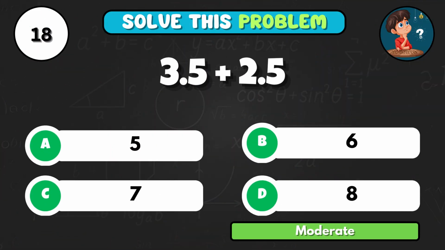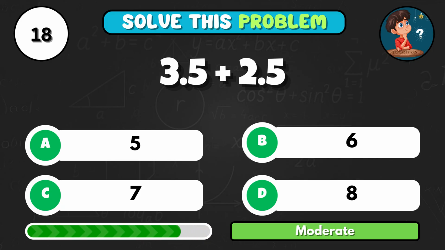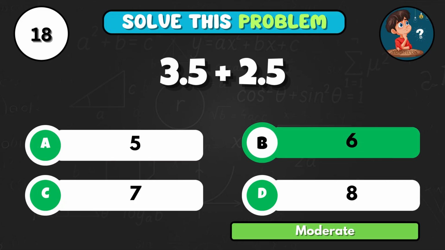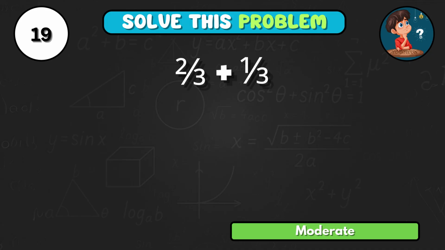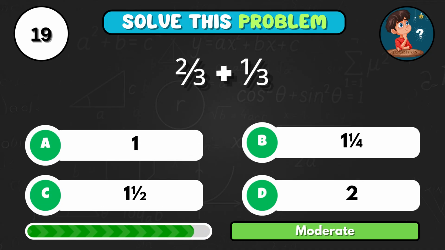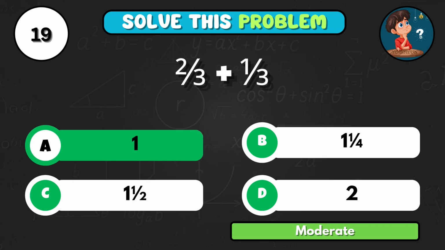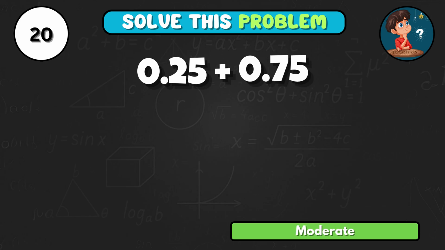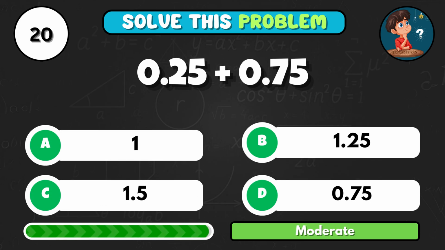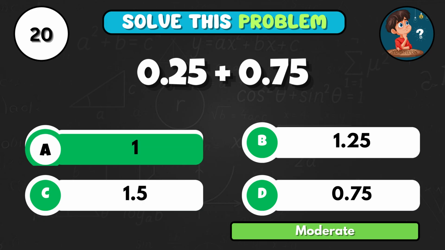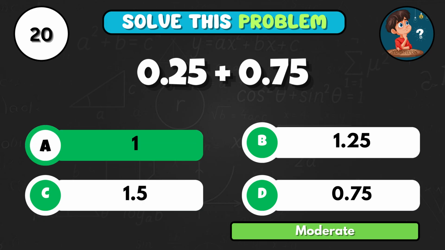3.5 added to 2.5 is... The correct choice is B. The answer is 6. 2/3 plus 1/3 equals exactly... Option A is correct, and that's 1. 0.25 with 0.75 equals... Option A again. The total is 1.